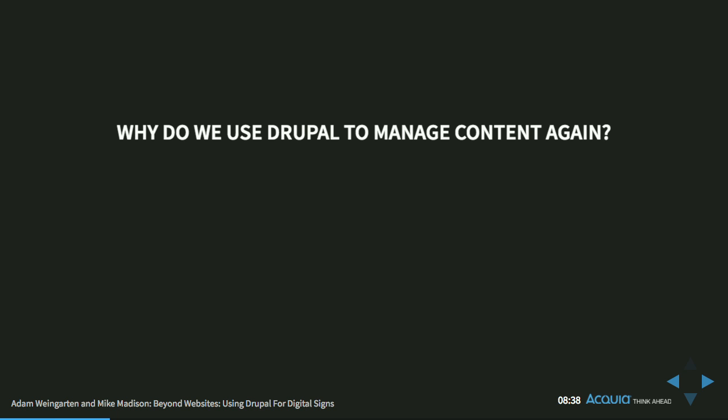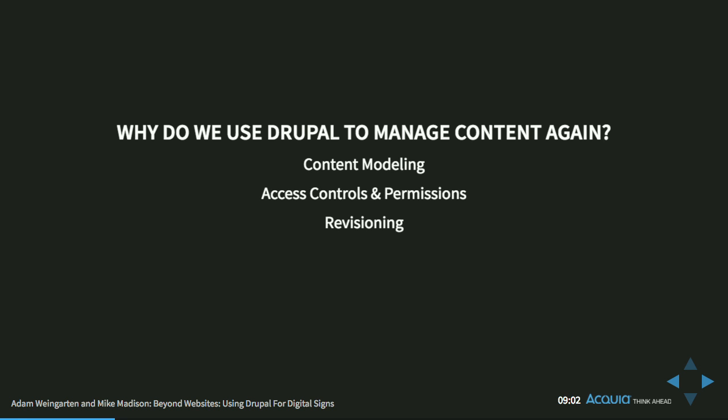The first thing we do with Drupal is content modeling. The first thing you do when you create a new Drupal site is go and create content types. Drupal does a great job of that. It has access controls and permissions, so you can control who can do what to which node you have created. Some people can edit, some people can't. Some people can publish and make things live, other people cannot. You have revisioning, so one person can get started and create a draft, and the draft is ready to be published, maybe at a certain time, so you can keep tabs on all those things.